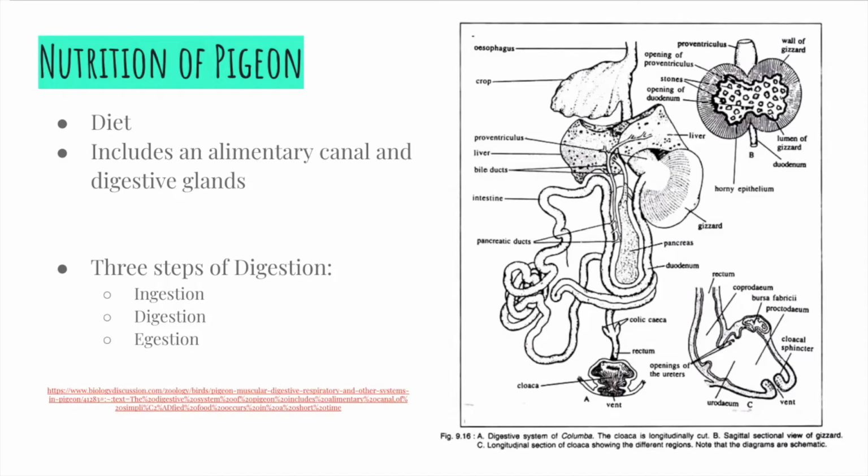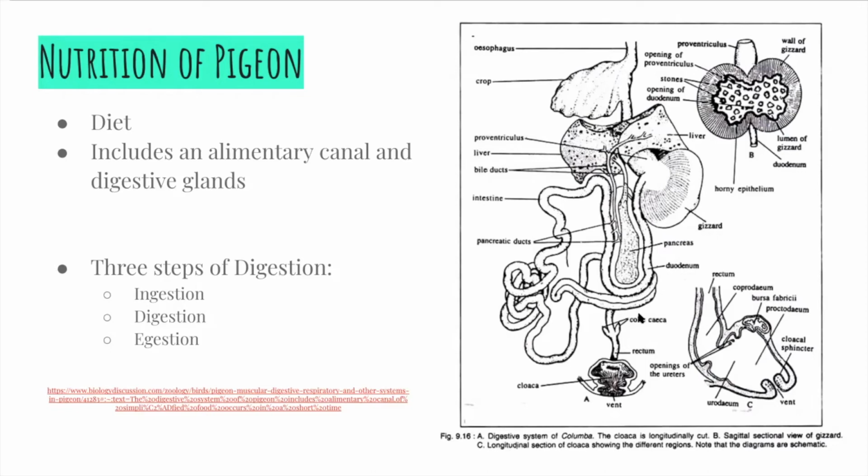From the crop, the food enters the first part of the stomach called the proventriculus, where the food is broken down by the release of hydrochloric acid and pepsin from the gastric glands. Then the food enters the second part of the stomach called the gizzard, and this is where the pigeon's mechanical digestion takes place since they don't have teeth. The gizzard's tough and muscular walls, along with small stones that were swallowed by the bird, act as teeth in breaking down their food. Now from the stomach, the food enters the intestine.